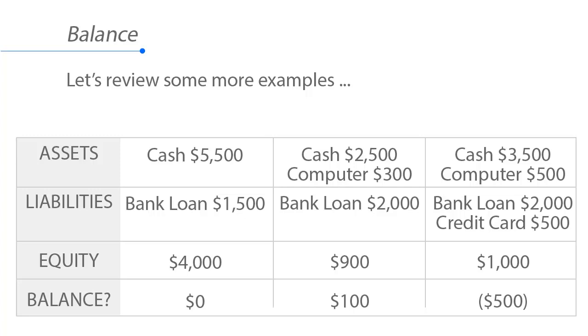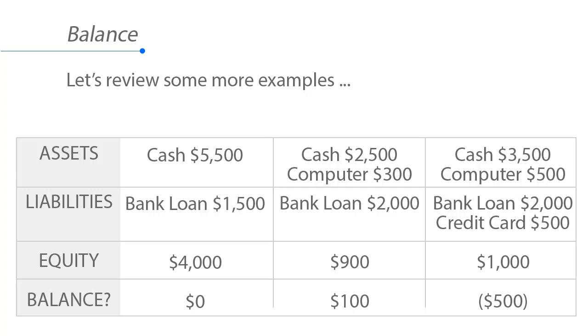This middle example, we have cash of $25 and a computer $300. So our assets are $2,800 and a bank loan of $2,000. So $2,800 minus $2,000 is $800. But our equity shows as $900. That's a $100 difference, so it's out of balance by $100.